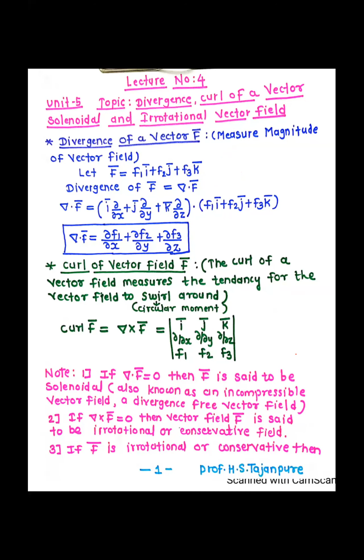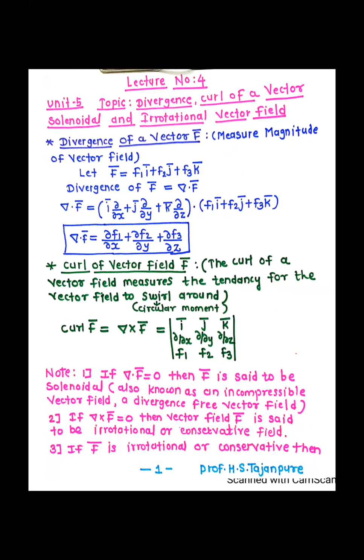So remember del dot f bar. Each and every time in solving examples, we are not going to write these vectors and their dot product. We'll just remember that del dot f bar is del f1 by del x plus del f2 by del y plus del f3 by del z. So it is the divergence of the vector field f bar.